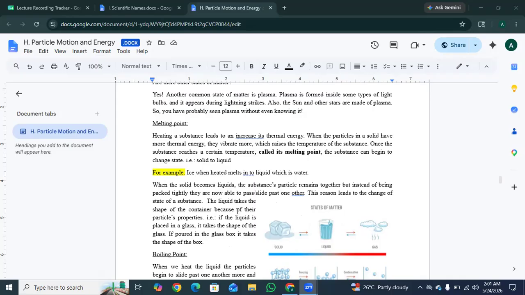Like the liquid takes the shape of the container because of its particle properties. Okay, and if the liquid is placed in a glass, it takes the shape of the glass. If poured in a glass box, it takes the shape of the box.